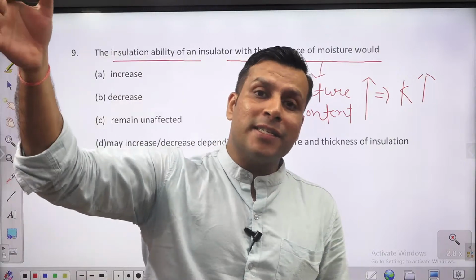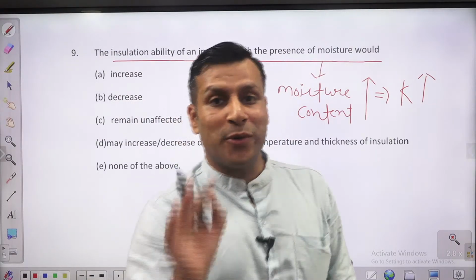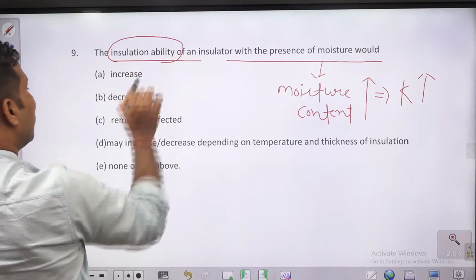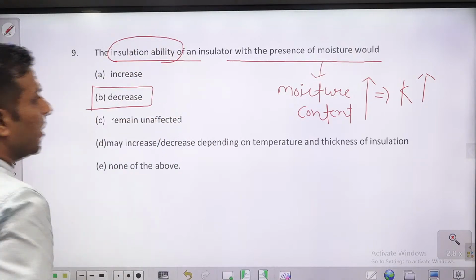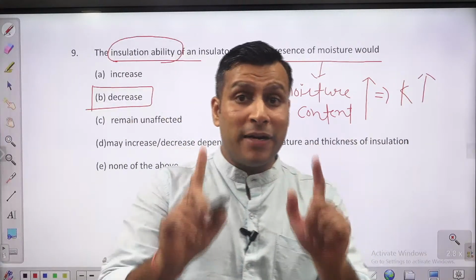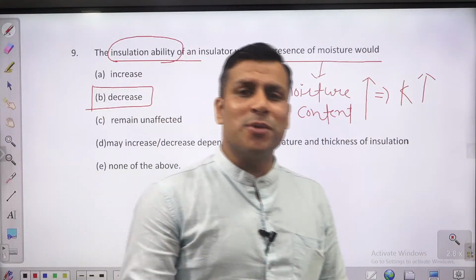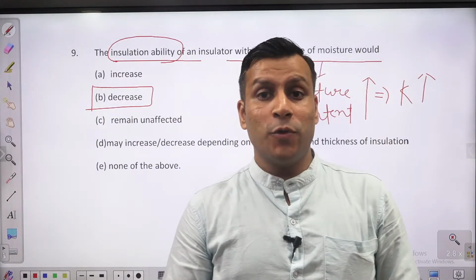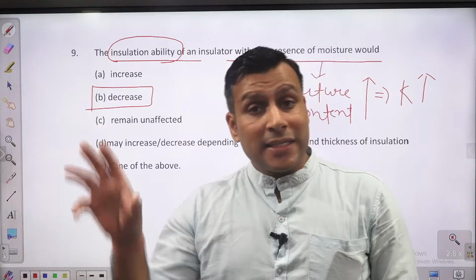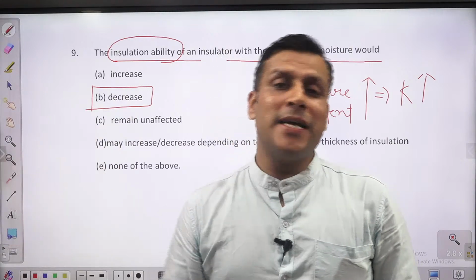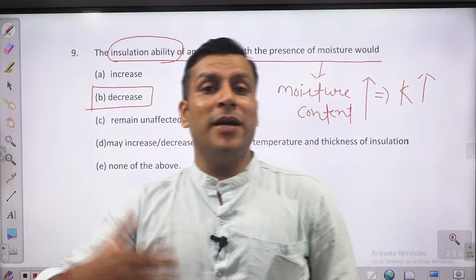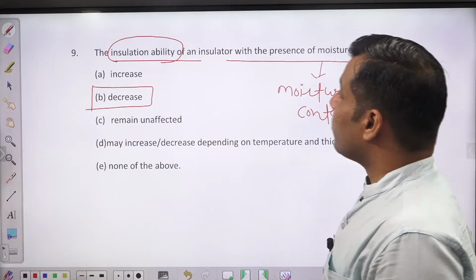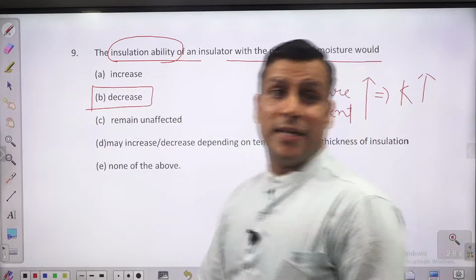So if conductivity is increasing, the insulating ability is going to decrease. What you need to understand, he is not asking about conductivity, he is asking about the insulating ability. So insulating ability is going to decrease. कंडक्टिविटी बढ़ जाएगा तो इंसुलेटिंग एबिलिटी डिक्रीज कर जाएगा बच्चों. Because what is the insulator? Insulator is a material which is having very low thermal conductivity. We want so that thermal conductivity will be less. If less is the thermal conductivity, less will be the heat transfer. Because conductivity is nothing but the ability of a material to conduct heat. So if the conductivity is increasing due to the presence of the moisture content, the insulating ability is going to decrease. I hope this is clear.